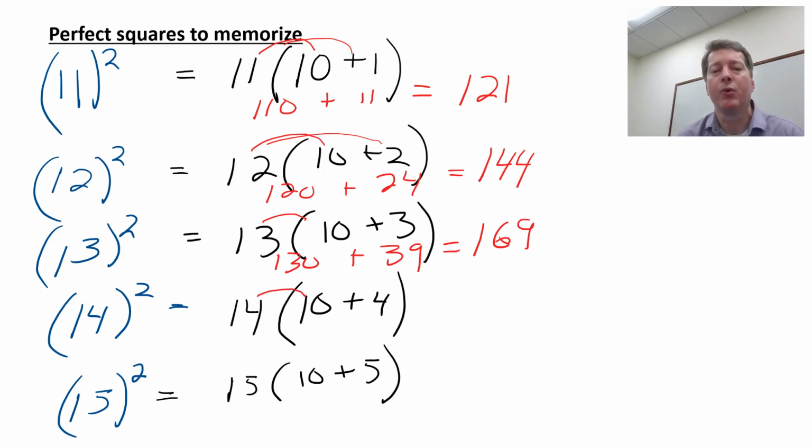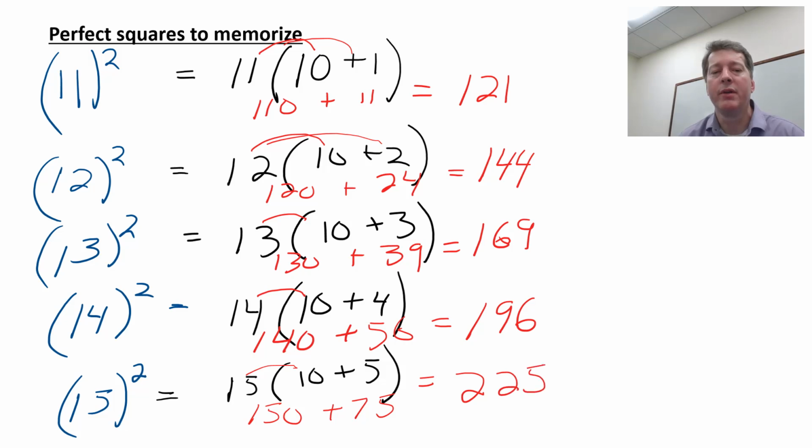14 squared. This one's a little harder to memorize. 14 times 10 is 140, plus 14 times 4. Well, let's see. 14 times 2 is 28, times 2 again is 56. So 14 squared is 196. Good to memorize. And then 15 squared, a little bit easier. 15 times 10 is 150, plus 15 times 5 is 75, so that is 225. 15 squared is 225. So these are good to memorize for standardized tests. And then 20 squared is good to memorize. That happens to be 400. So those are some perfect squares you want to memorize.